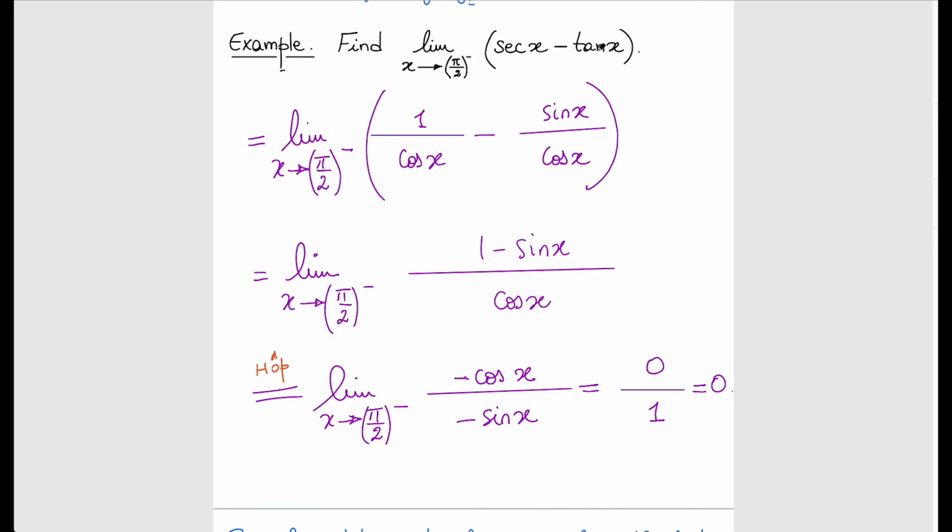So the limit of this difference, even though it was an indeterminate form of type infinity over infinity, actually exists. It's a finite number. It's equal to 0.